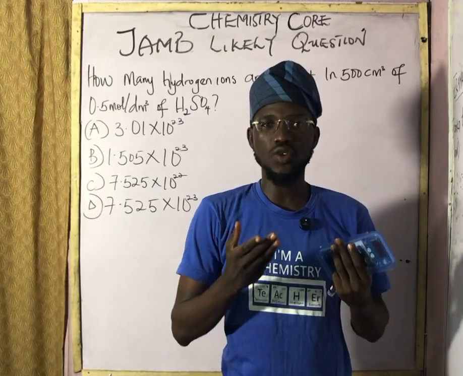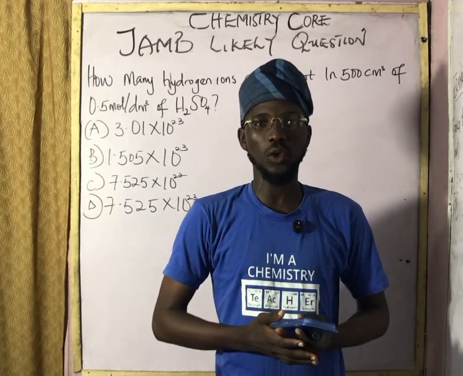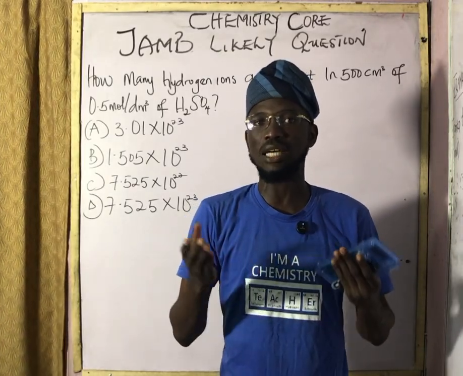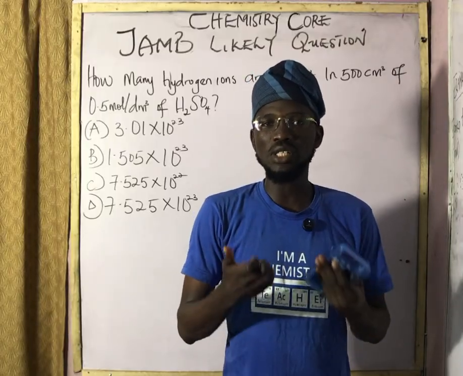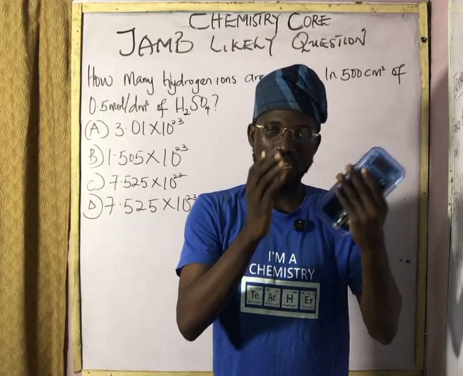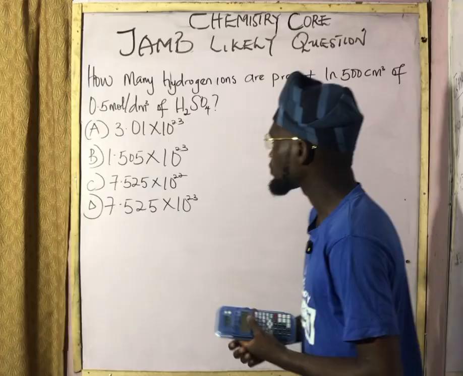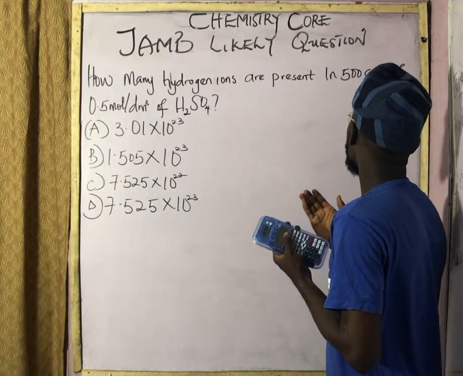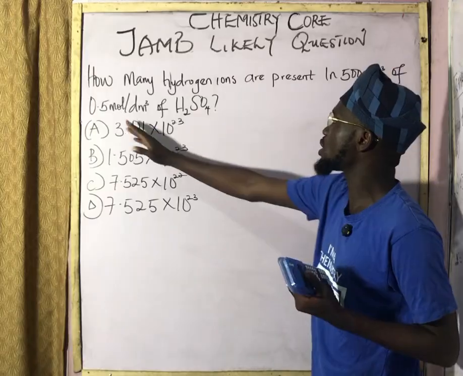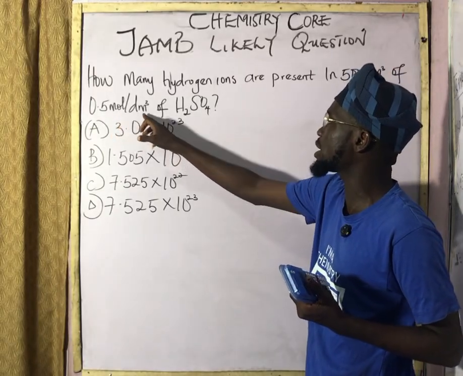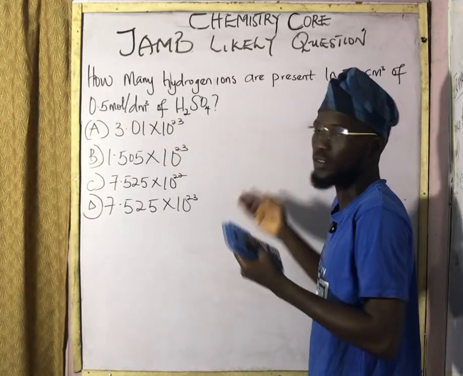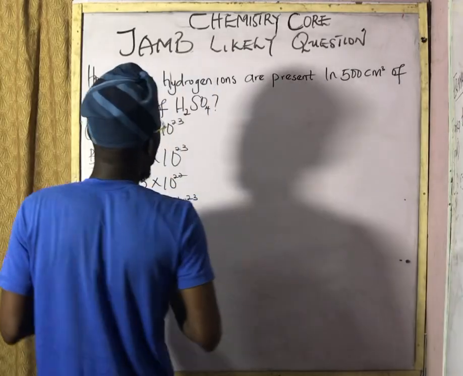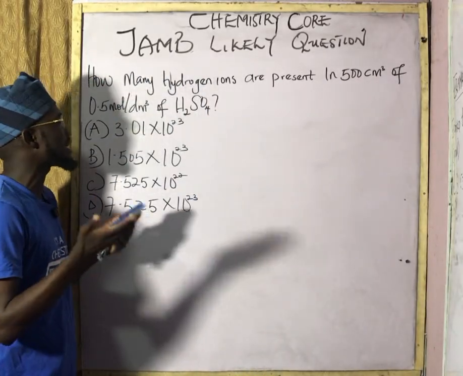Let's say you came across what we have on the whiteboard for the first time as a JAMB candidate. How can you tackle a question like this? Let's take a look at it together. It says: how many hydrogen ions are present in 500 cm³ of 0.5 mol/dm³ of sulfuric acid? Now, how can you solve a question like this as a JAMB candidate?